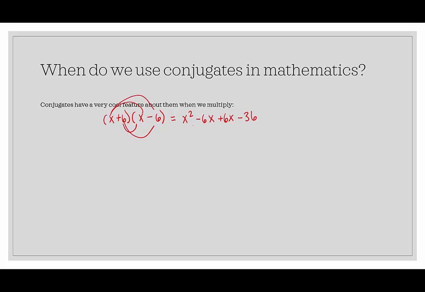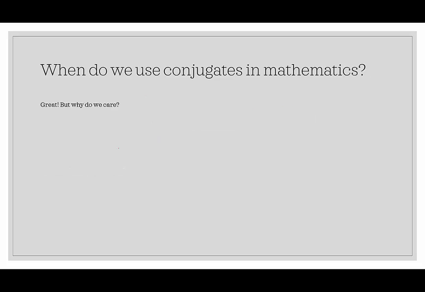Well, here's the cool thing. This and this are opposites, and those cancel each other out, leaving us with just the first term and the last term. So we get x squared minus 36. The middle terms cancel, and the middle terms are going to cancel no matter what with those conjugates, right? Because whatever is going to happen, we have one case that's negative and one case that's positive. So the middle terms will cancel out. How cool is that?